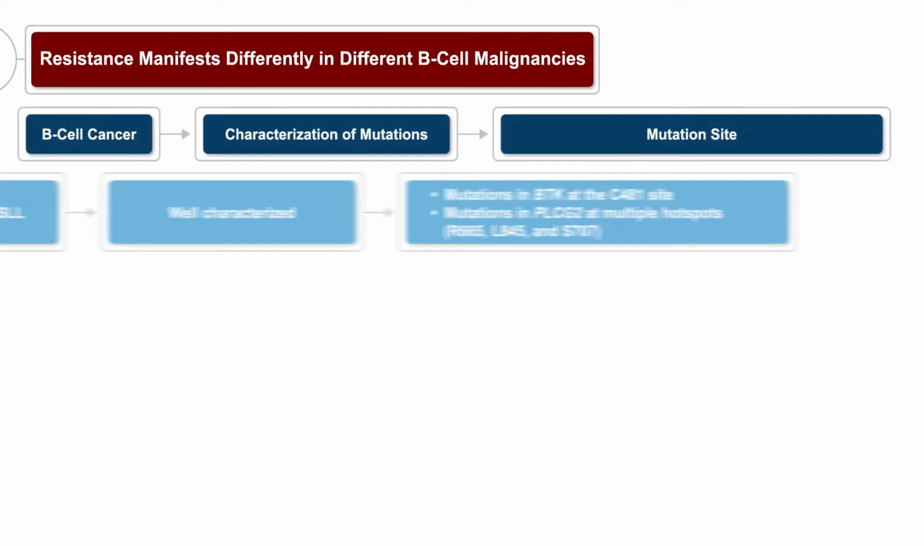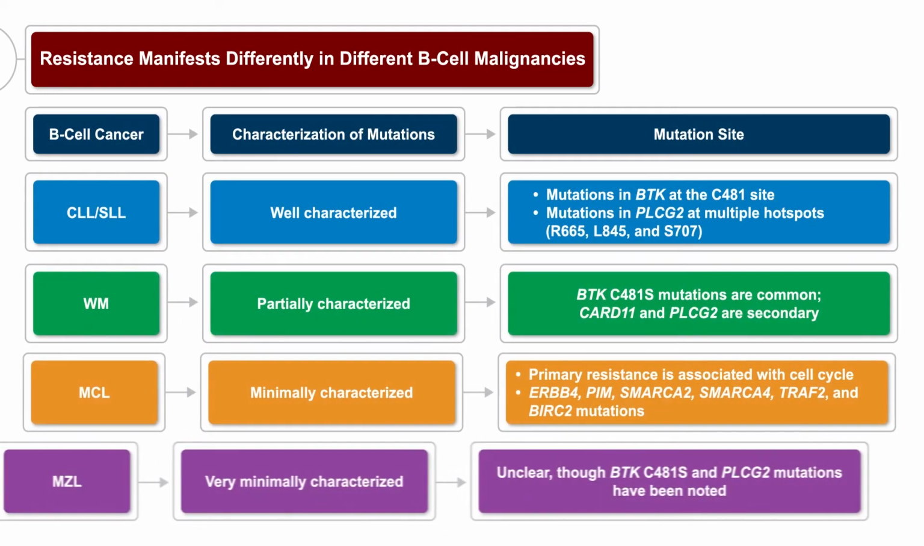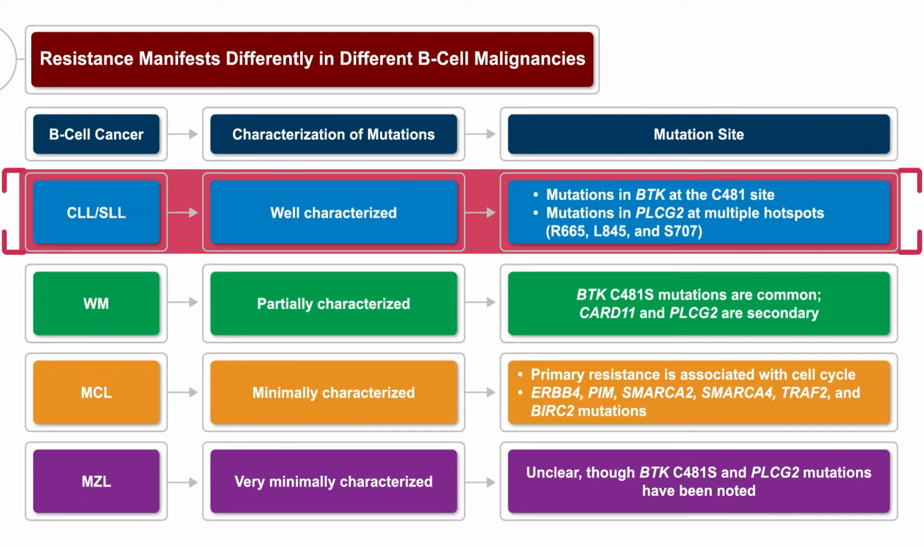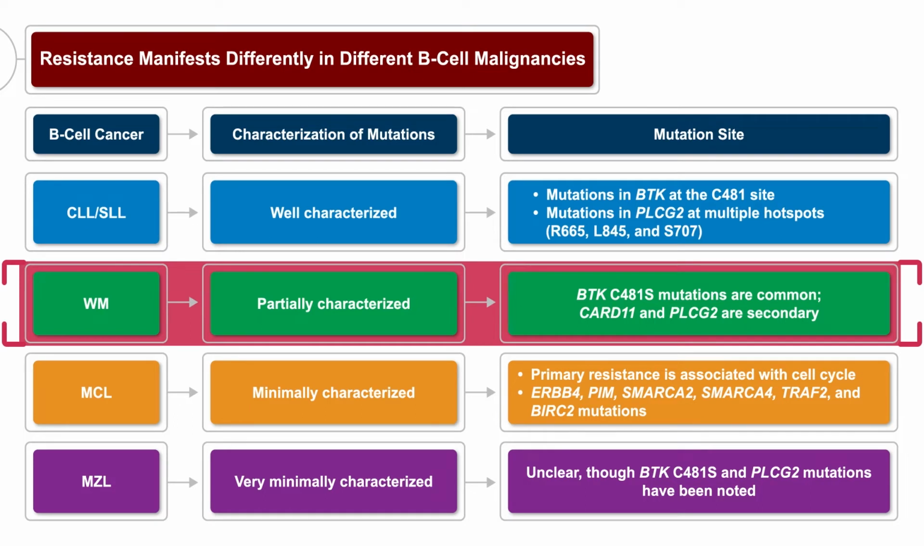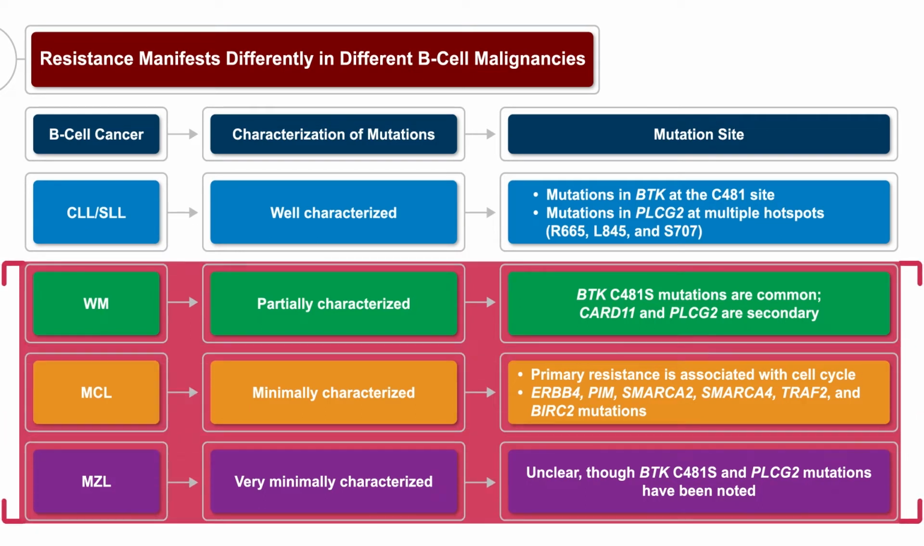Resistance, we've learned, can manifest differently in different B-cell malignancies. So in CLL, SLL, we actually have the best data and the most characterized mutations. And again, we've talked a little bit about this, and we'll look at this in upcoming diagrams. The mutations at the BTK C481 site is the most common mechanism of resistance in CLL to drugs like ibrutinib, and mutations in the PLC gamma 2 at multiple hotspots are also a reason for mutations that can lead to resistance.